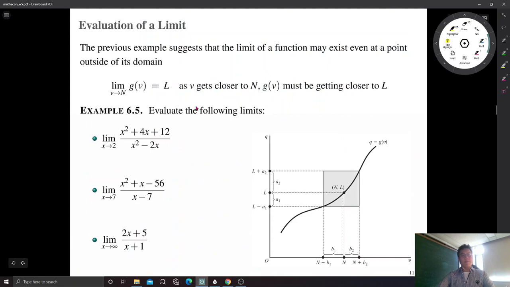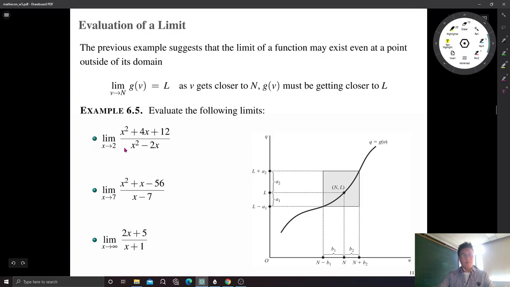All right, so the previous example suggests that a limit may exist even at a point where the function is not defined. So even at a point outside of the domain, the function's limit may exist. So with that point in mind, now let's evaluate the following limits.